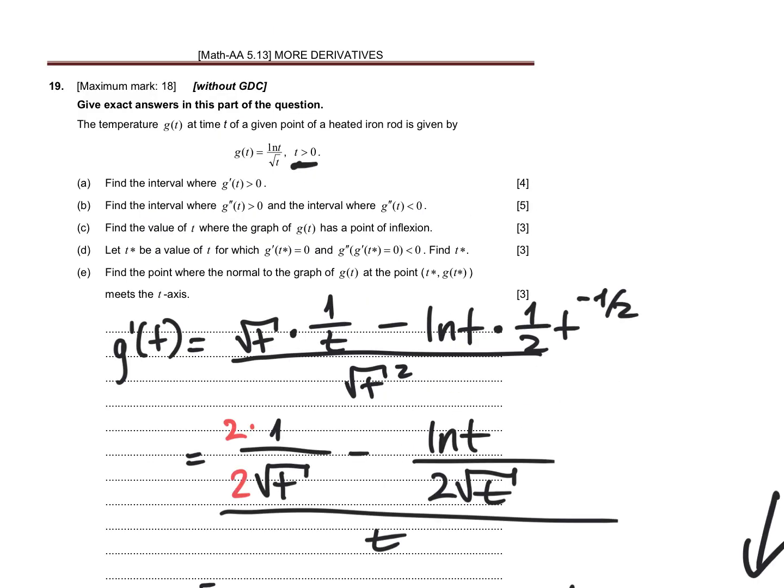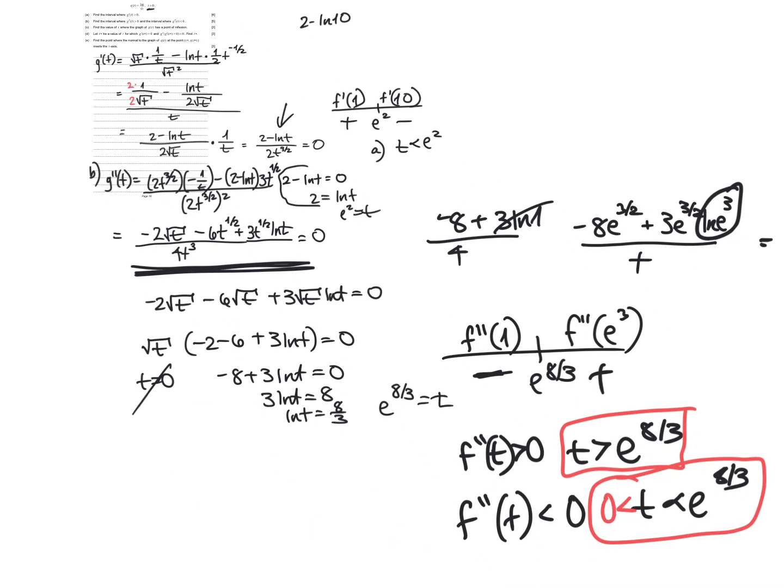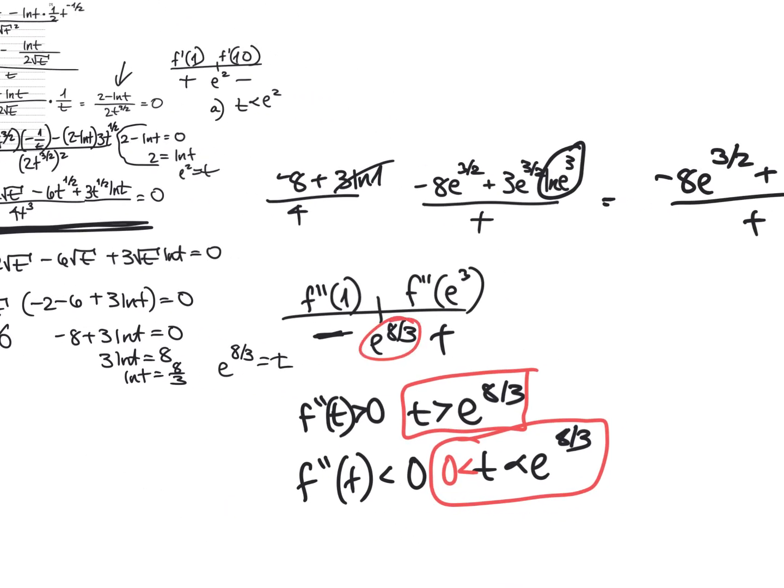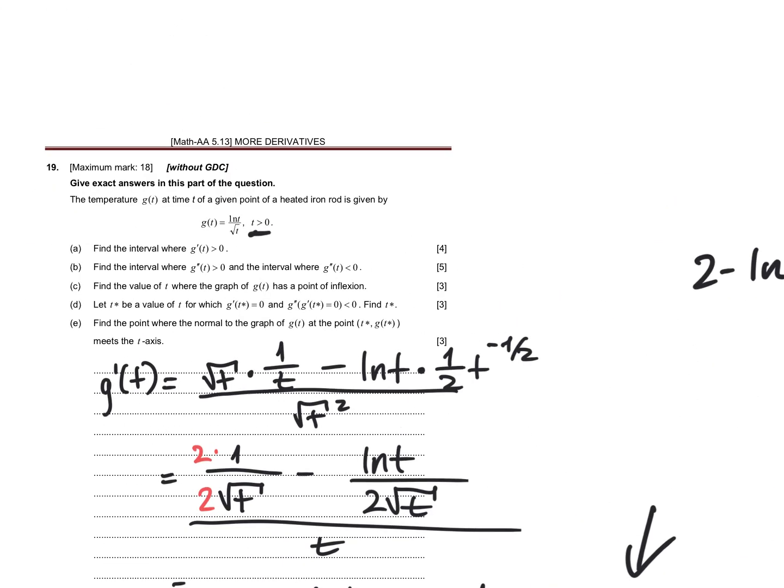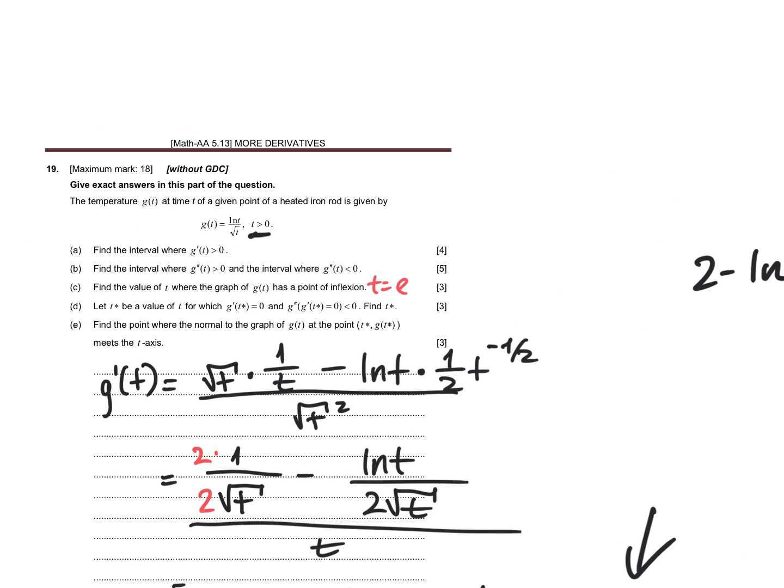All right, it says find the value of t where the graph of g has a point of inflection. So that's here, because it changes concavity from negative to positive. So that's t equals e to the 8/3. 3 marks for that, great.